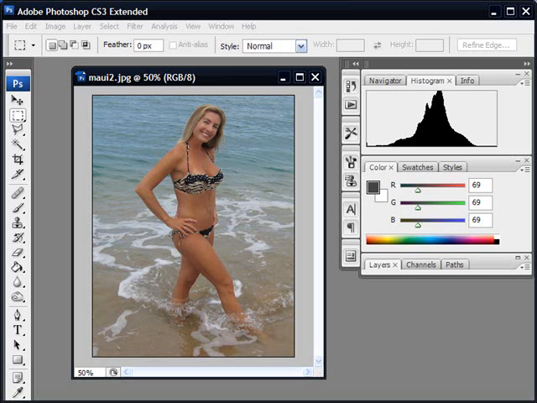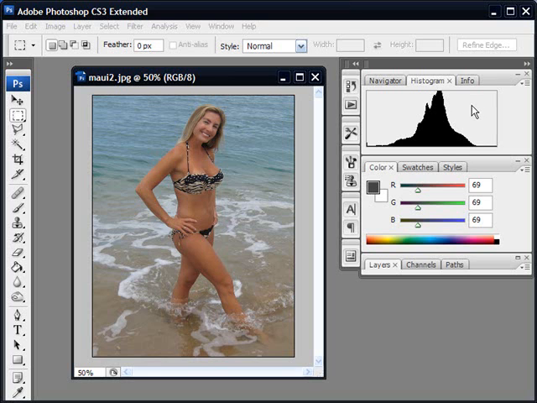Welcome once again. Today we're going to talk about the histogram, and it's really important to have an understanding of the histogram because you can sometimes just look at the histogram and really understand what it is you need to do to make corrections to your photograph.